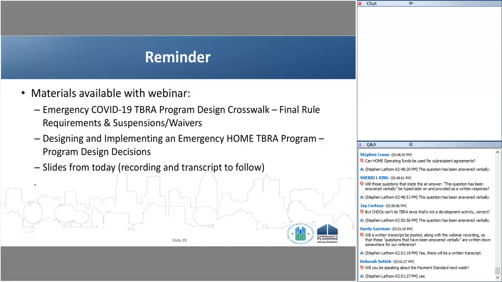And then again, a reminder, if you go back to the HUD Exchange today and go to the home page and the COVID-19 stuff and click on webinars, you'll be able to go to today's webinar, and you can get the slides from today's session, you can get that crosswalk, and you can get the designing and implementing an emergency HOME TBRA program design decisions piece, all of which are already posted and are available for you to download and review. And then again, we've recorded the webinar today, and we'll have it transcribed, and we'll be working to get that recording and the transcription up as soon as possible.